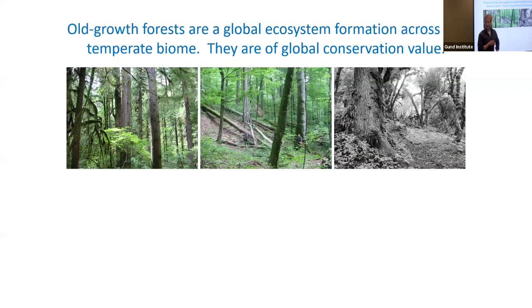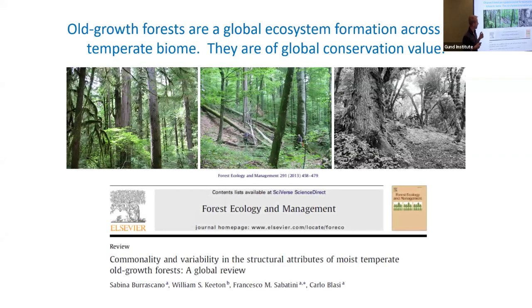This is an ecosystem type that occurs globally that species have co-evolved with. And we have different types of old growth all over the world that have interacted with human societies in lots of different ways, regardless of whether those human influences are indigenous or from some other human group. These are examples: old growth Pacific Northwest, old growth Europe, old growth in Bhutan. So think about this point for a minute.